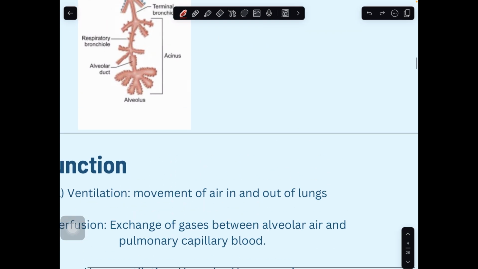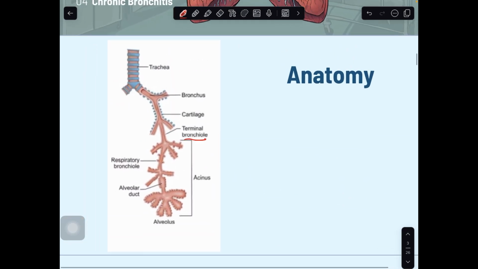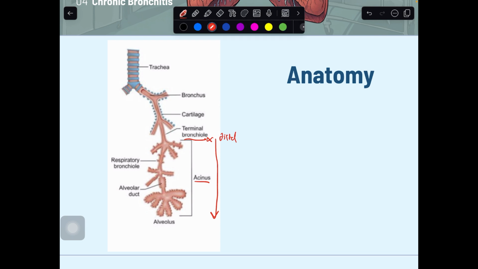Distal to the terminal bronchioles, we will have other structures. This region that is distal to the terminal bronchiole is known as the acinus. This involves the respiratory bronchioles, the alveolar ducts, the alveolar sacs, and the alveoli itself. So my important point here is the acinus: it is the region distal to my terminal bronchiole, and it involves the respiratory bronchioles, the alveolar ducts, the alveolar sacs, and the alveoli itself.